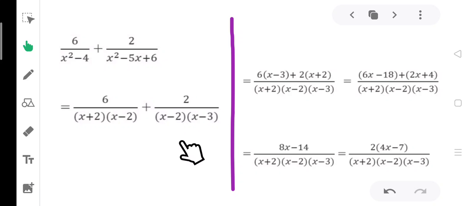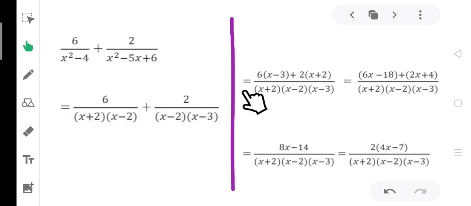Now to find the LCD, just look for the least common factors of the denominators. So for the first denominator, we have x plus 2 times x minus 2. Just copy. And then for the second denominator, since we have written x minus 2, this is common to this one, we're not going to write it as part of the LCD. So disregard this one, just copy x minus 3. So the LCD would be x plus 2 times x minus 2 times x minus 3.